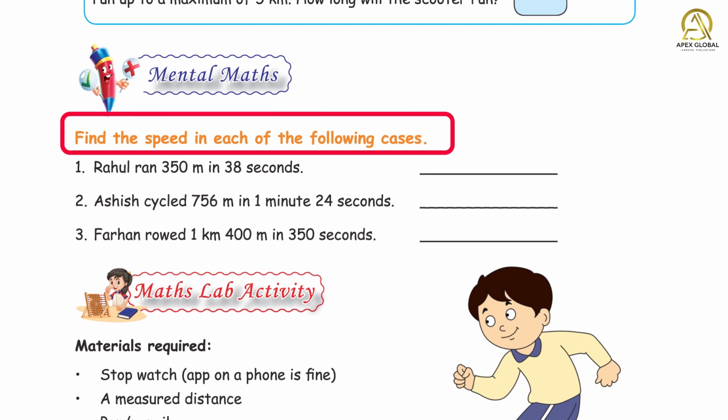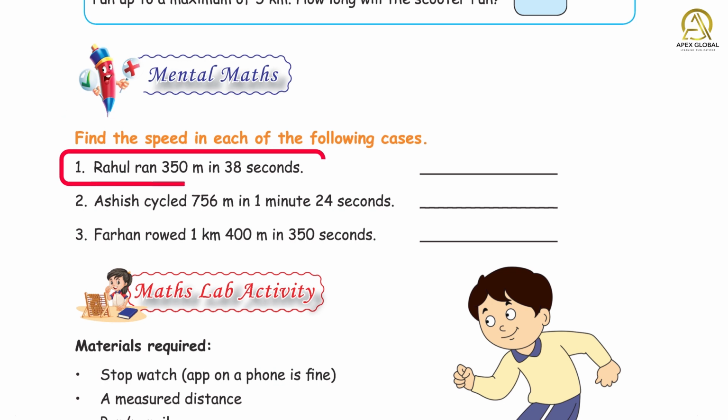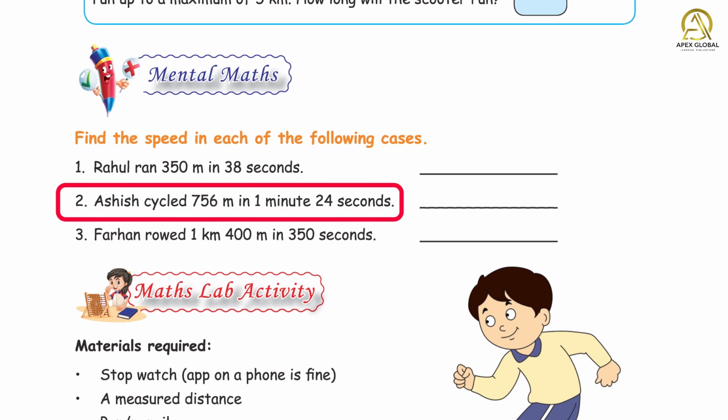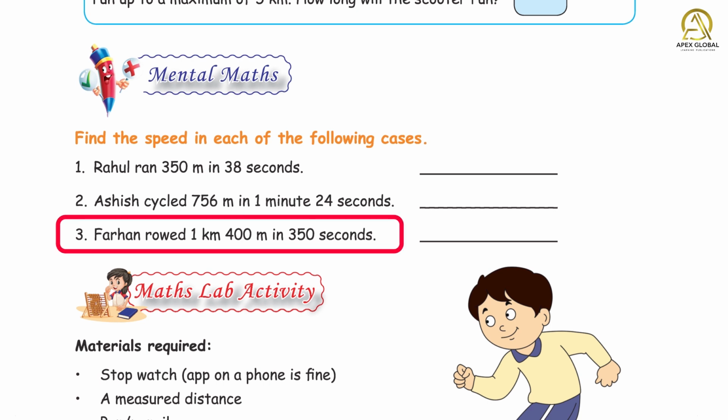Mental math. Find the speed in each of the following cases. 1. Rahul ran 350 meters in 38 seconds. Answer 9.21053 meters per second. 2. Ashish cycled 756 meters in 1 minute 24 seconds. Answer 4.16667 meters per second. 3. Farhan rode 1 kilometer 400 meters in 350 seconds. Answer 4 meters per second.